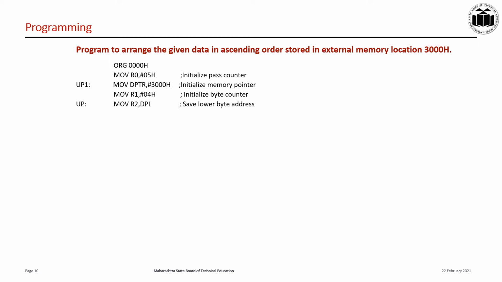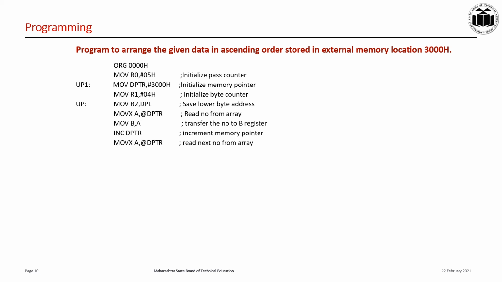Save lower byte of address into register R2 by MOV R2, DPL instruction. Then get first number in accumulator by instruction MOVX A, @DPTR. Then store this number in register B. Then increment DPTR and get next number in accumulator by MOVX A, @DPTR instruction. Then compare the content of accumulator and register B. If the contents are not equal, then jump to the label dn.